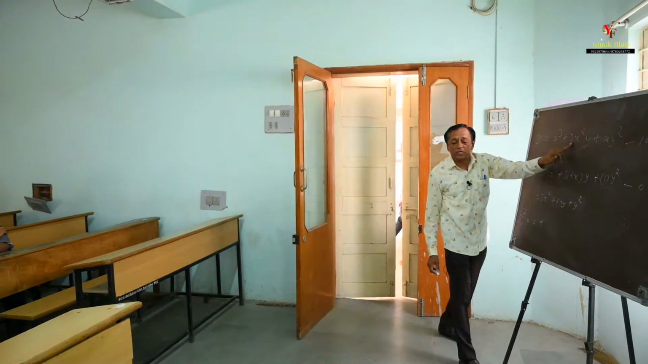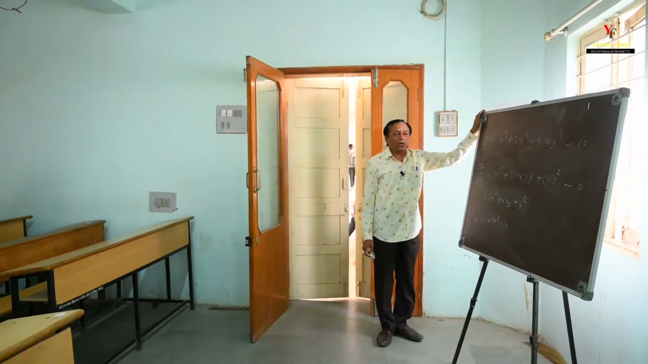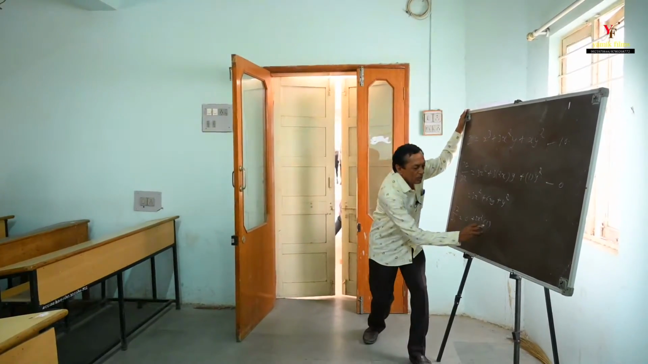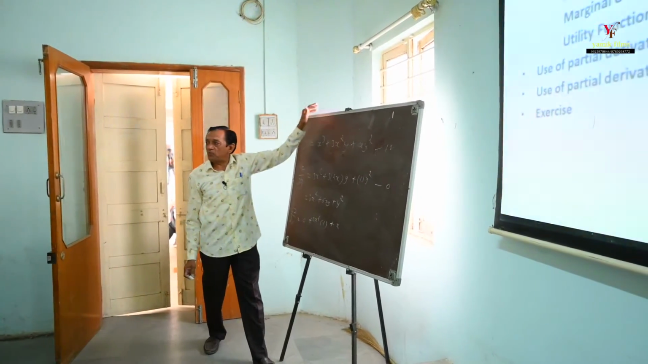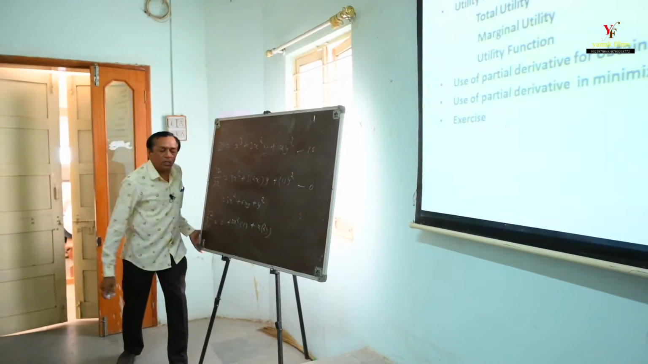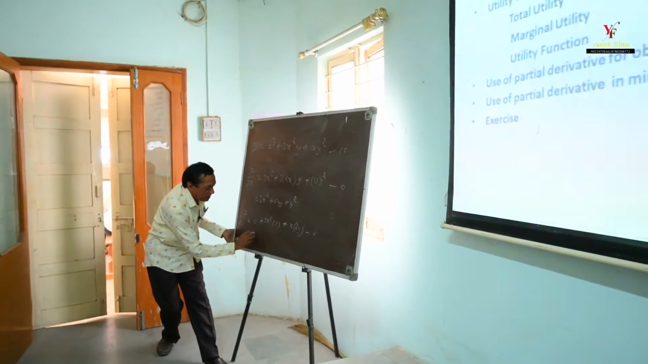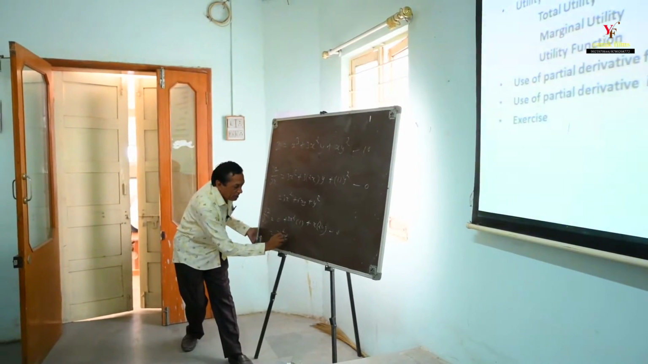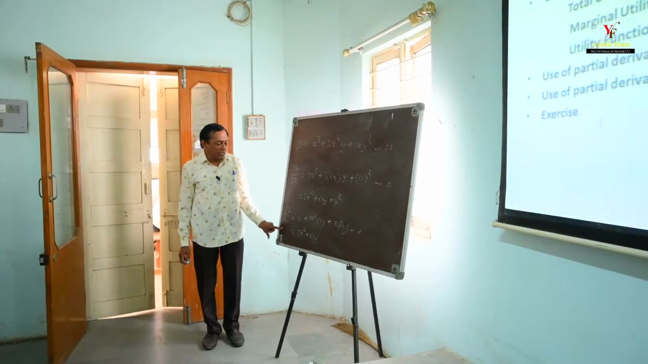The coefficient of y is 3x square. With respect to y, 1 plus x is the coefficient of y square, and y square gives 2y. Therefore 3x square plus 2xy is our answer for delta z by delta y.